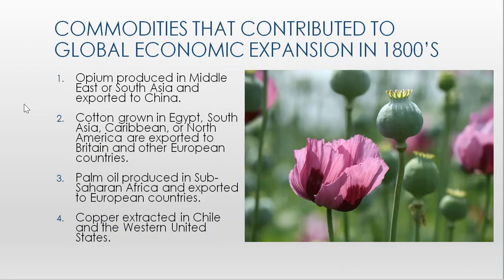Another thing that happens is we have commodities that start expanding through the world. Opium becomes a really big thing, especially in China, and the French and the British are going to vie for that market. You have cotton grown in Egypt, South Asia, the Caribbean, and North America exported to Britain and European countries. We have palm oil produced in sub-Saharan Africa and exported also to European countries. And then copper will be extracted from Chile and the western United States.